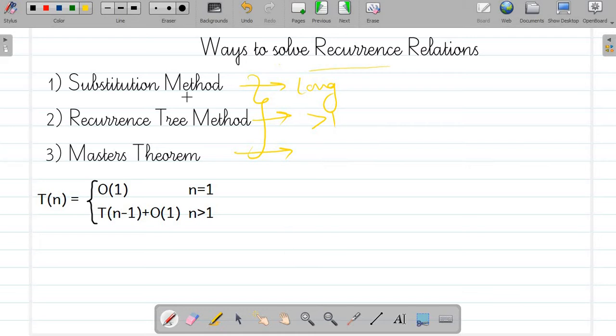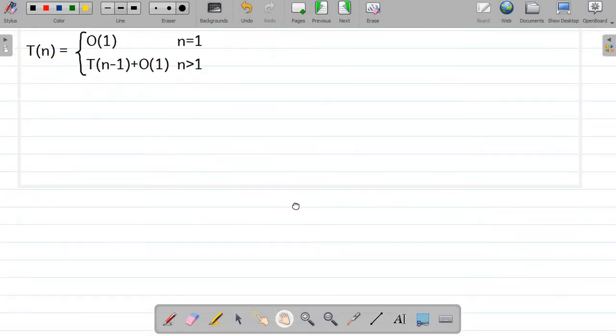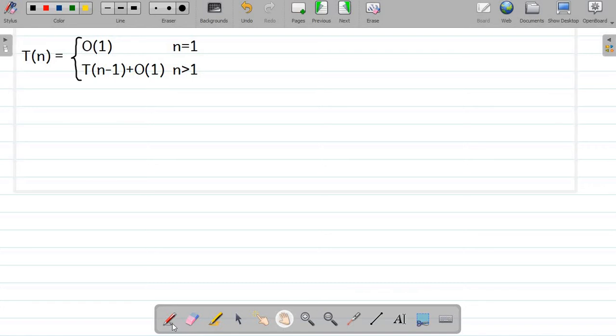Now in today's video we will only see the substitution method. In the upcoming videos we will be focusing on these two. Now let's start with this. Now see, in this recurrence relation, the main answer will depend upon this part. So let's just write it over here. So T(n) is equal to T(n-1) plus order of 1.